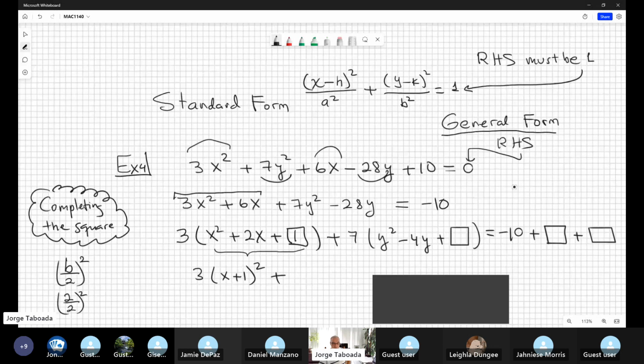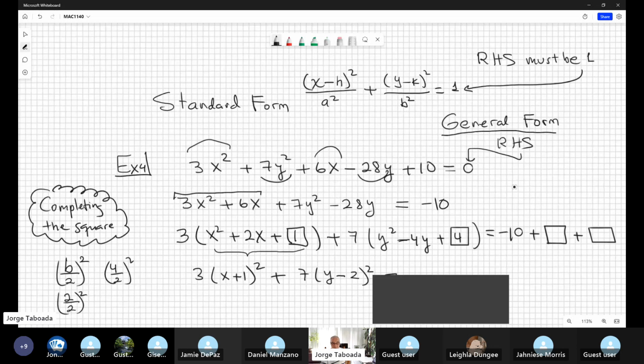And the second, well, in the second, b is 4. I don't care, the sign is not important. It's 4. 4 divided by 2 is 2, 2 squared is 4, so 4 here. Now the factorization is 7, y minus, this sign, and square root of 4 is 2.